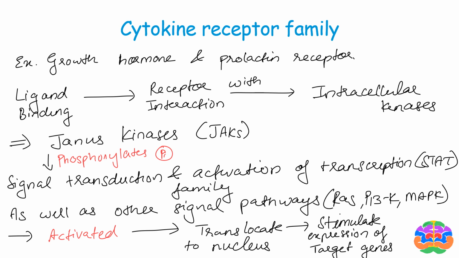An example here is the Janus kinases, which phosphorylate STAT and other signal pathways. STAT being signal transducer and activator of transcription family, and other pathways like RAS, PI3K, and MAPK. Once it is activated, it will translocate to the nucleus and it will stimulate expression of certain targets.